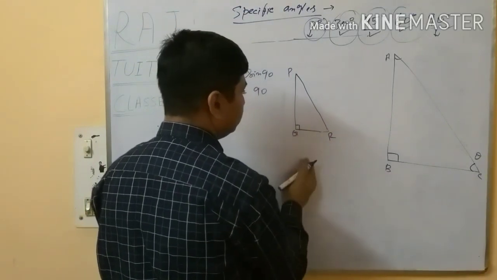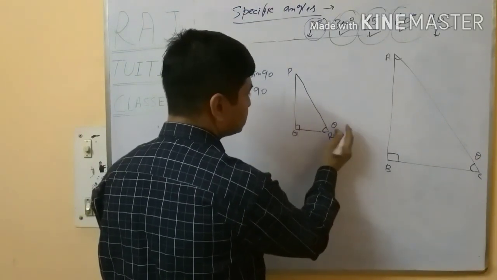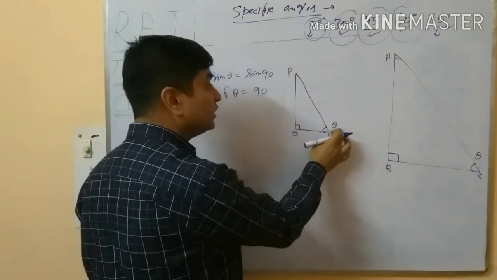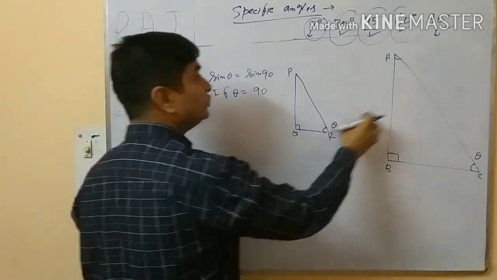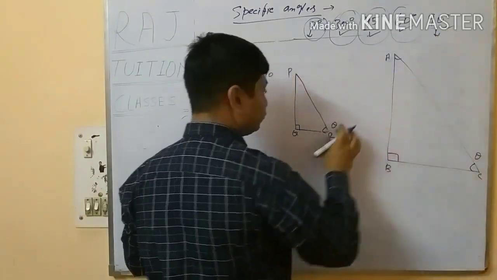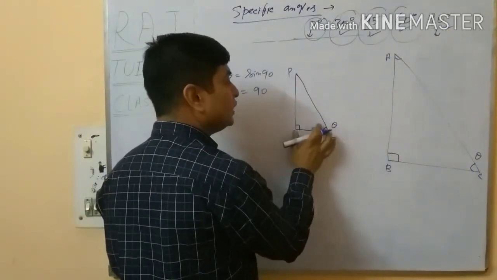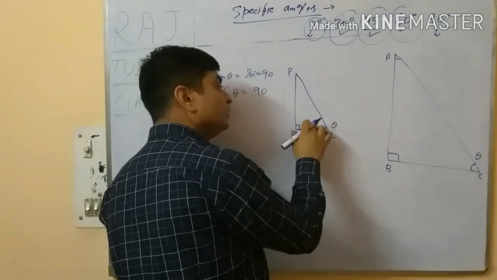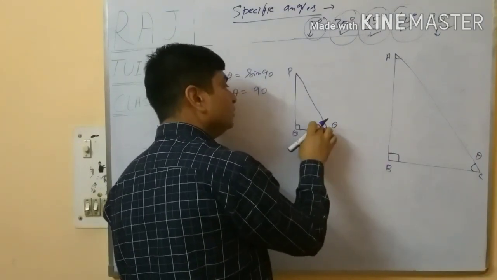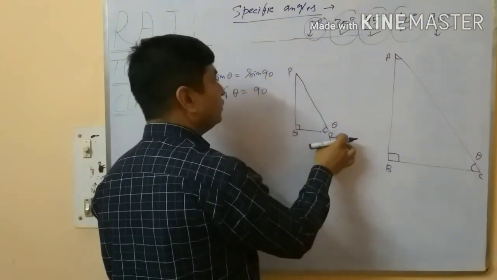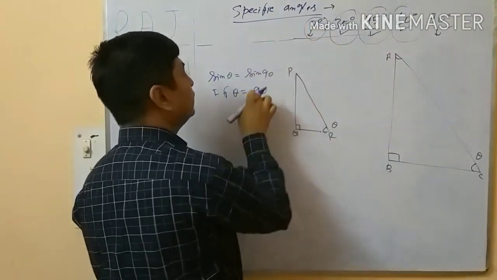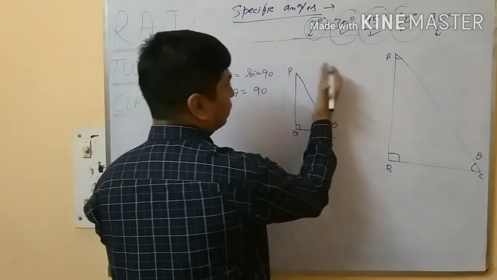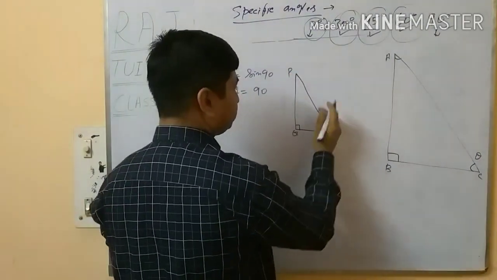It is also 90 degrees and I want to make this theta 90 degrees. Why am I going to make this theta 90 degrees? Because I want to find the ratios for 90 degrees. So I will make this acute angle 90, then I will find the ratios for this acute angle, and these ratios will be for the specific angle 90 degrees.